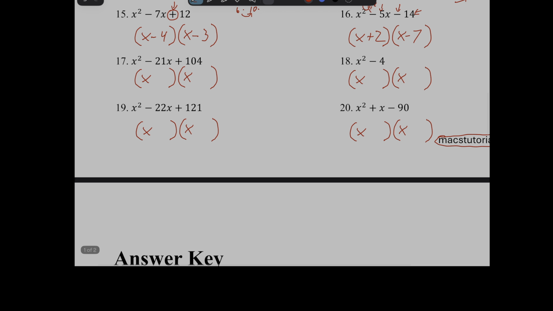Okay? If your teacher showed you this, like, the X thing, the box thing, and the factors, that's cool. Use it. I just find that for students who struggle, that doesn't work. If you get it, that's awesome. Use it. Okay? Here we go.